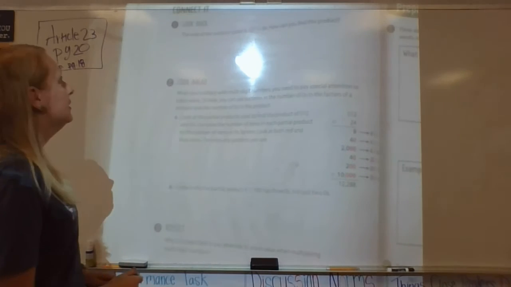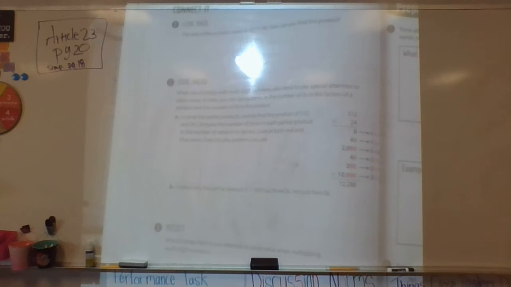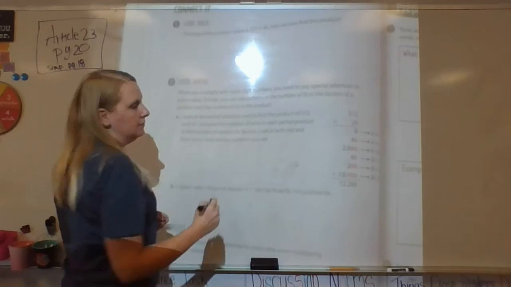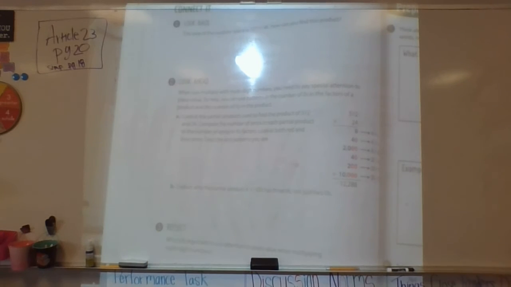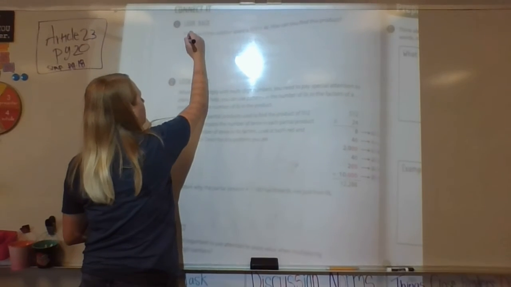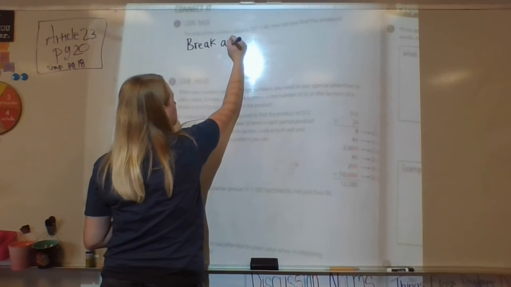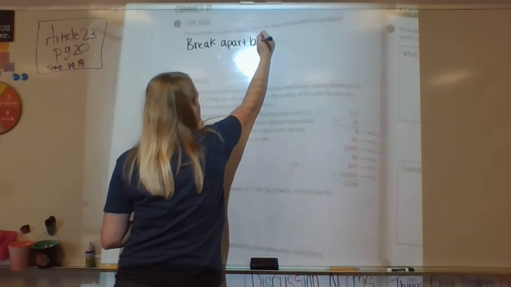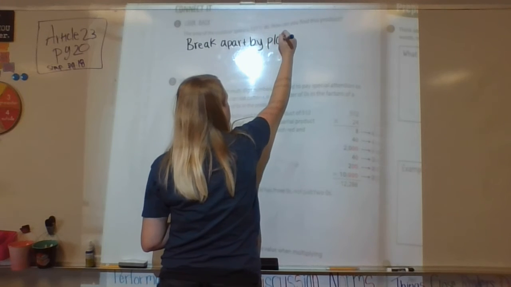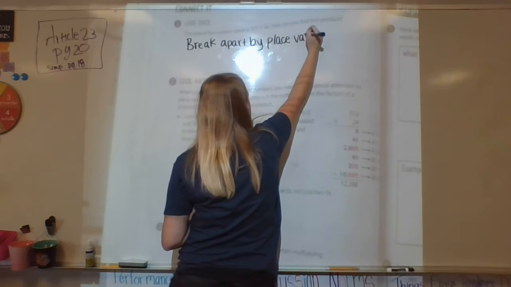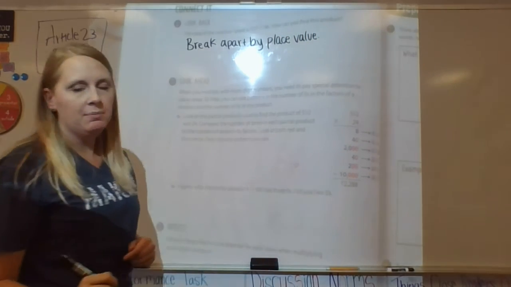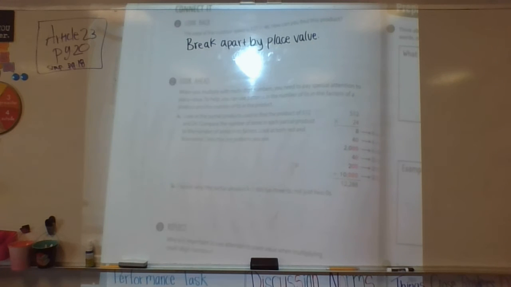All right, let's look at number 1. Look back. The area of the outdoor space is 127 by 46. How can you find this product? Well, what did we do? We broke it apart by place value. Okay, well, after we broke it apart by place value, what did we do next?